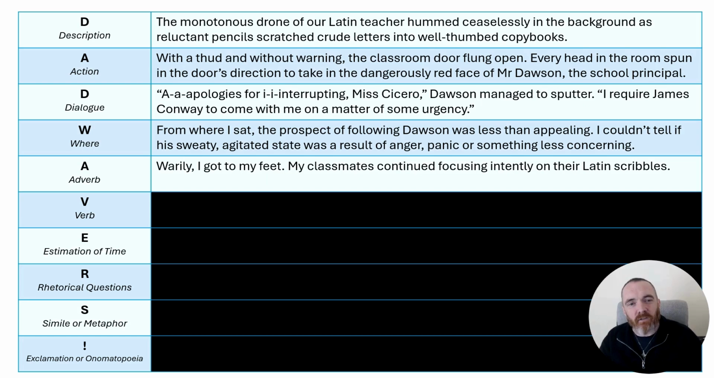Then we go to adverb, "warily." We go for a fronted adverb. Anytime we put a word or a phrase at the start of a sentence that doesn't have a verb or a subject, it isn't a clause, we get a comma after it. It's an introductory word before we get to the main part of the sentence. "I got to my feet." So, "Warily, I got to my feet."